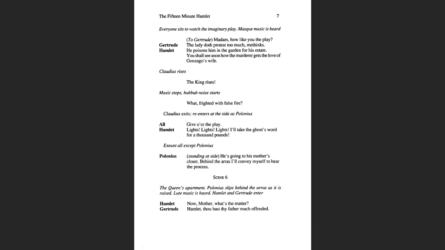And Hamlet says, the queen's apartment. Polonius slips behind the arras, which is like a curtain. He's hiding in the room behind a curtain to eavesdrop on their conversation.